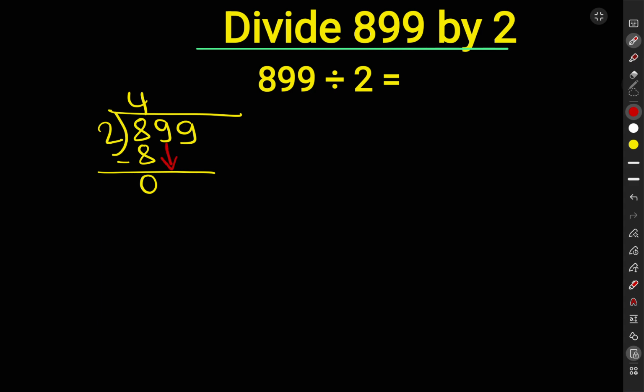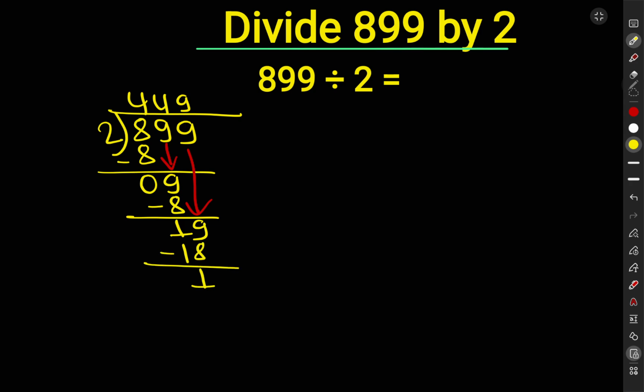So now we put down this 9 and 2 times 4 is 8. On subtracting we get 1. So again we put down this 9 and it is 19. So 2 times 9 is 18. On subtracting we get 1.